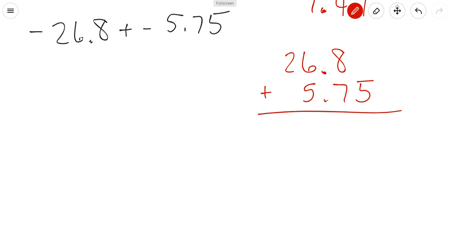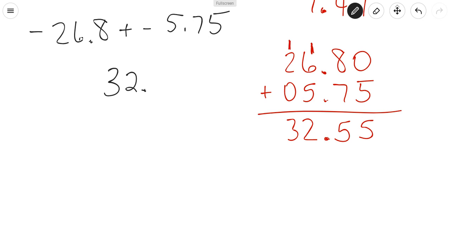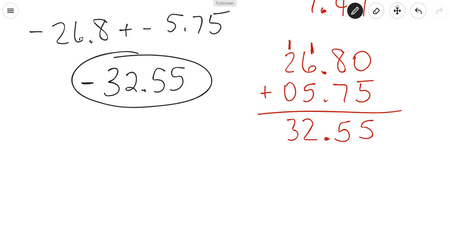This time I'm going to add. Again, it's okay if I don't have everything lined up. I can put zeros as placeholders. 0 plus 5 is 5. 8 plus 7 I know is 15. I'm going to carry my 1. Now I have 1 plus 6 is 7, and 7 plus 5 is 12. I'm going to carry my 1. 1 plus 2 is 3. So this time I have 32.55. But since both of the numbers in the problem are negative, my answer needs to be negative. So the answer is negative 32.55.